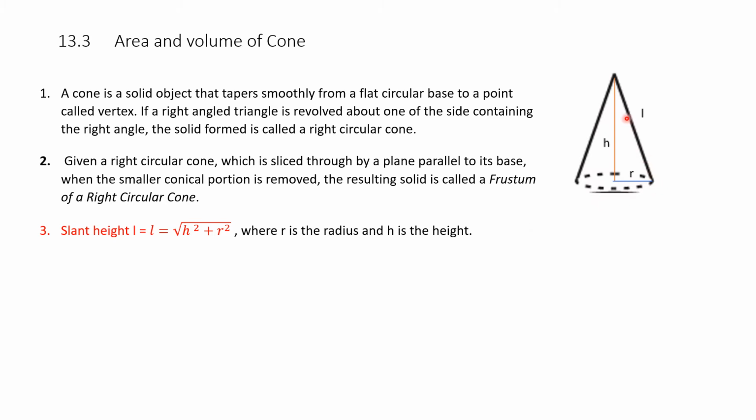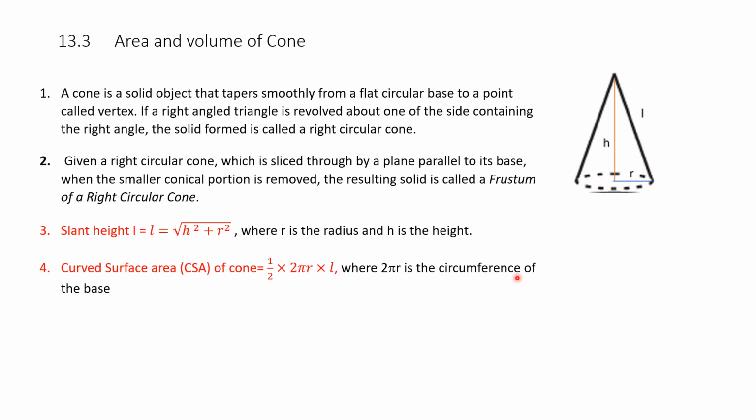Slant height L is found using the Pythagoras theorem, which says L square is equal to H square plus R square, or L is equal to the square root of H square plus R square, where R is the radius and H is the height. Curved surface area of a cone is equal to half into 2 pi R into L, where 2 pi R is the circumference of the base. Circumference of the base is 2 pi R and the length is L. Hence, the 2 and 2 get cancelled and the curved surface area is pi R L. You remember, CSA of a full cone is pi R L.